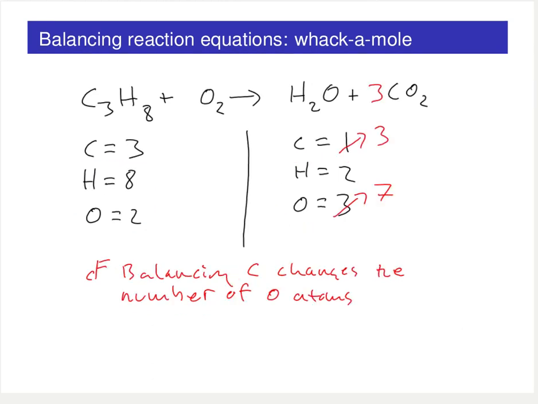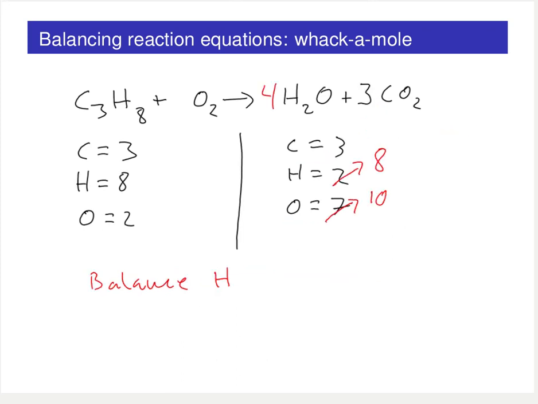So balancing carbon requires the introduction of a stoichiometric coefficient of 3 in front of that CO2 on the product side. But notice that introducing a 3 changes not only the number of carbon atoms, but also the number of oxygen atoms, okay? Because it's 3 of those entire CO2 molecules, right? But once we've introduced that and taken into account the changes in the number of oxygen atoms as well, we've effectively balanced our carbon atoms. Okay, now we can come in and balance our hydrogen and oxygen.